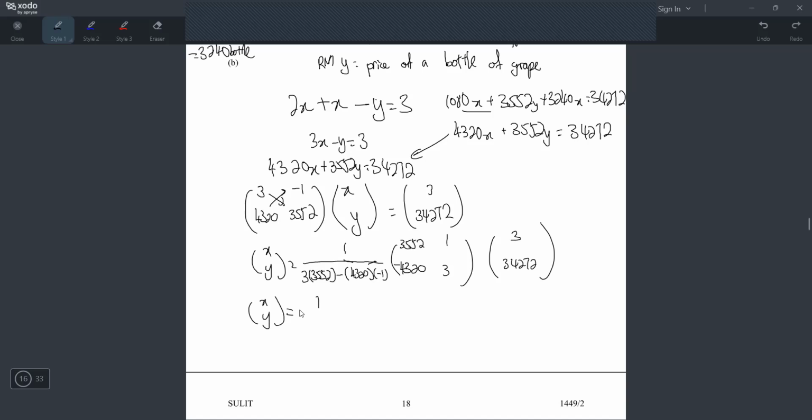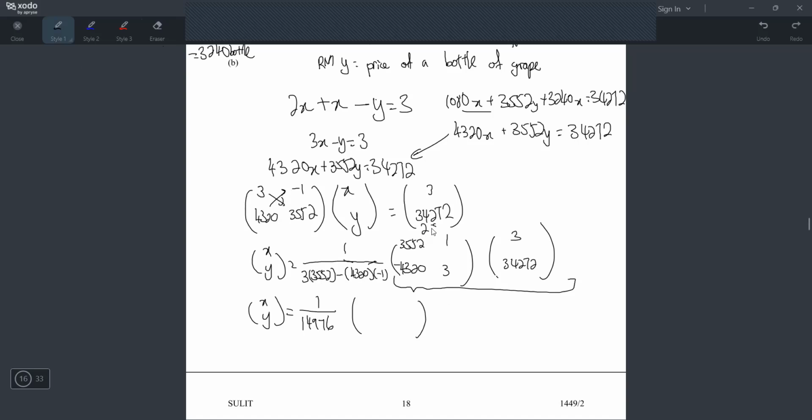And then now I will press 1 over, and I press all of this in at the bottom. So 3 bracket 3552 close bracket minus open bracket 4320 bracket -1. Okay, 14976. And then you can take these two matrices and multiply. It means these two matrices can be multiplied together. So when you multiply together, it will become this.